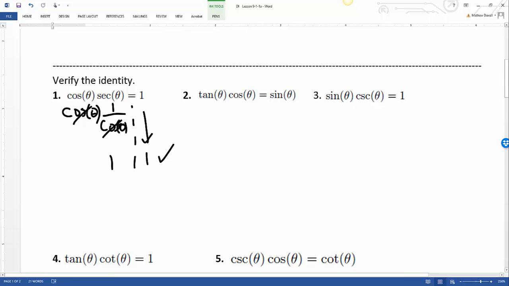For number 2, do I have any big identities? No. Any algebra? No. Change everything to sines and cosines. So tangent is sine over cosine. And then I have my cosine. And then going back to the top, algebra, there's division here. Those cosines cancel out, so I'm left with sine.